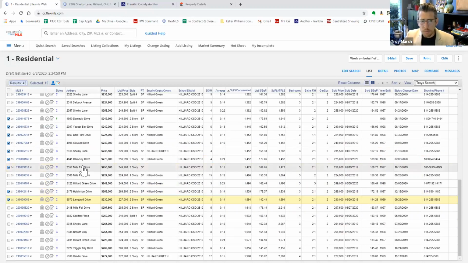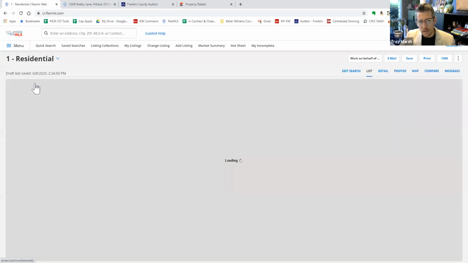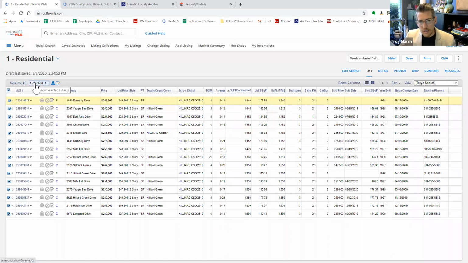And then what I'll typically do is look up here, there's 45 results and 15 are selected. So if you click the selected button, it's going to make all those other ones disappear. So now I've got 15 properties that look to be the same.